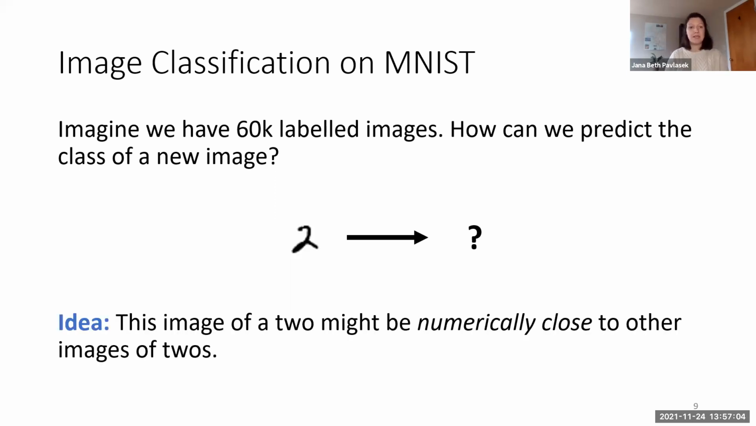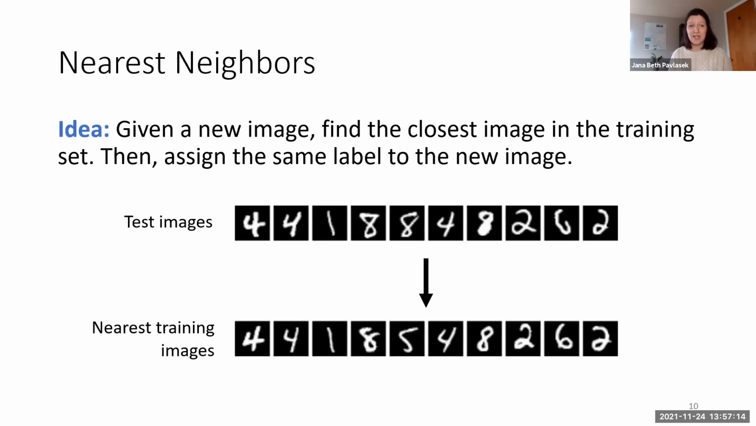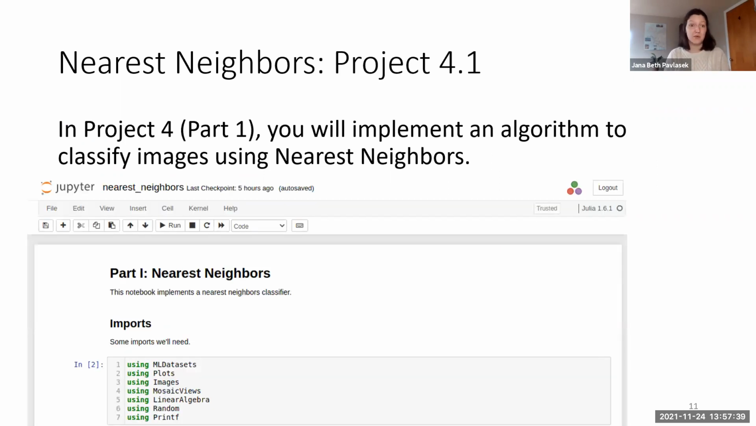One idea is that this image of a 2 might be numerically close to other images of 2s. So the idea of nearest neighbors is, given a new image, we want to find which image in our training set our new image is closest to. And then we'll give this new test image the same label as the image in the training set. That's how we'll predict the label of a new image. That's how our nearest neighbors algorithm is going to work.